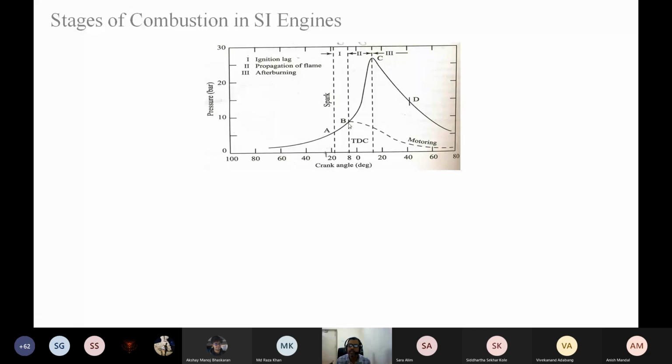The pressure will rise because of the combustion, and it will deviate from the motoring pressure, and then it will reach the maximum pressure. That's the way the curve has been denoted and plotted. The idea is to plot the motoring curve and the firing pressure curve together to show you that even though a spark has been created at point B, the in-cylinder pressure is not changing with respect to the motoring. It means no combustion is taking place between these two points, and therefore we name it the ignition lag.